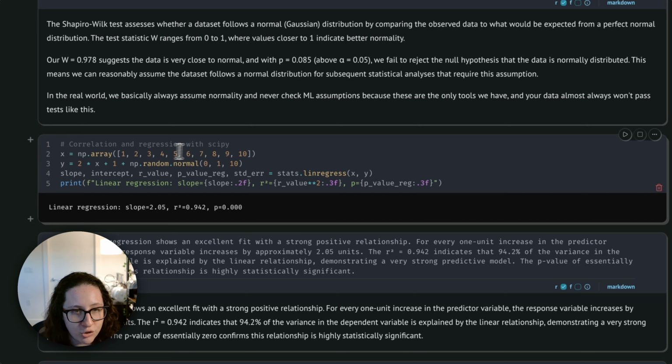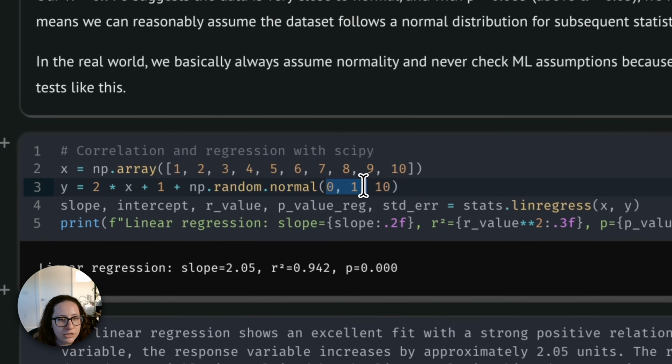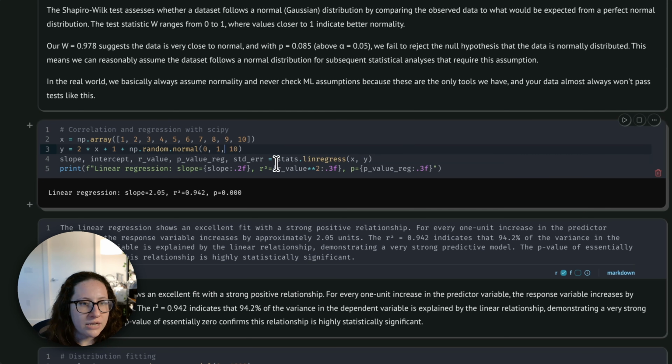This is just a one-dimensional array with the numbers 1 to 10, and we store that as our x independent variable data. And then we store the y data using transformations of x while adding a random normal value. So we're basically saying 2 times the x value plus 1 plus some random value between 0 and 1, I believe. And that random value is also following the normal distribution. Same thing we did above for the Shapiro-Wilk test. That's the same way that we are generating that random constant here.